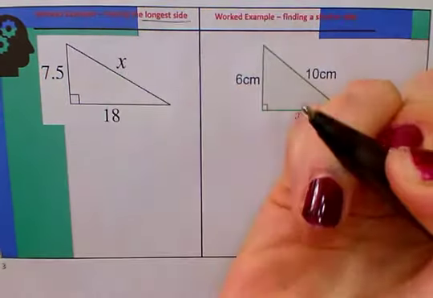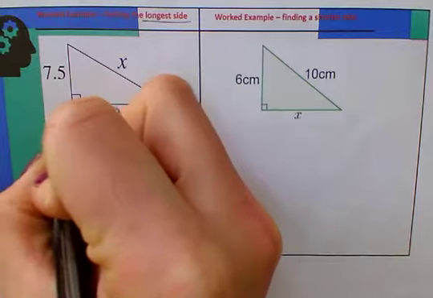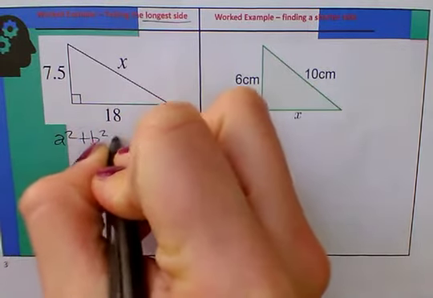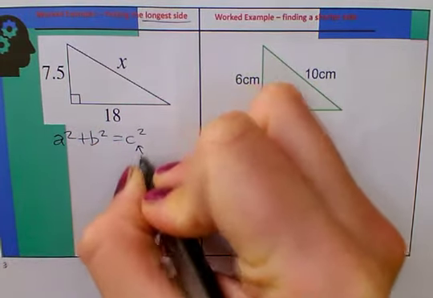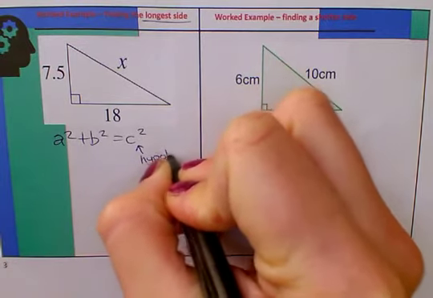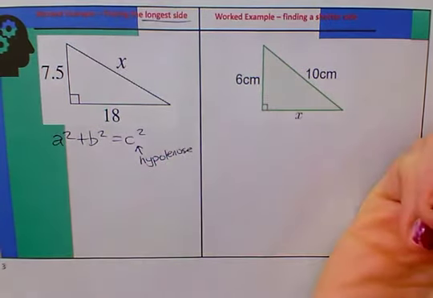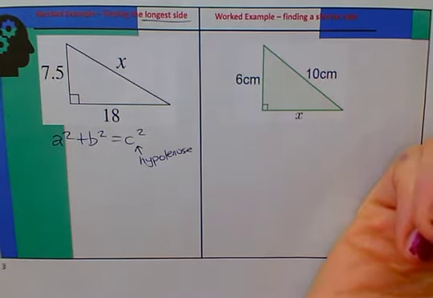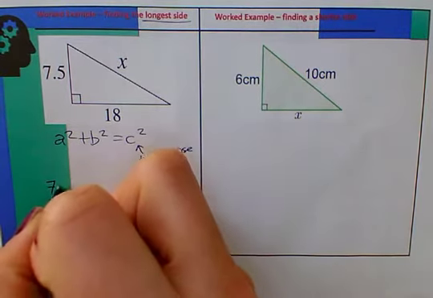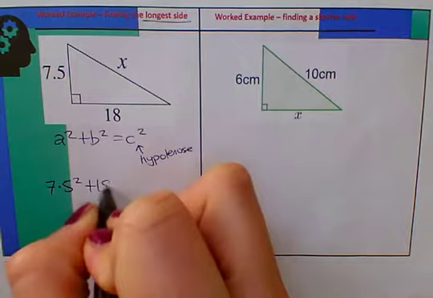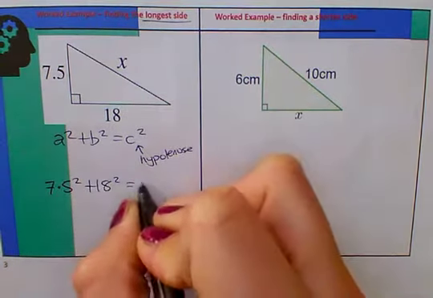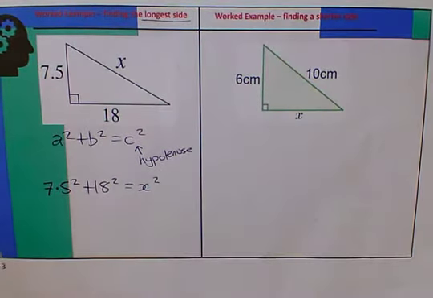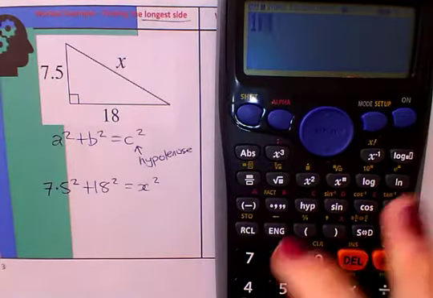Here we are finding the longest side, we are looking for the hypotenuse, so we're going to use a squared plus b squared equals c squared, and remember that c is always the hypotenuse, which is the longest side. So if we substitute in what we know, we can say 7.5 squared plus 18 squared is equal to x squared, and then calculate that on your calculator.